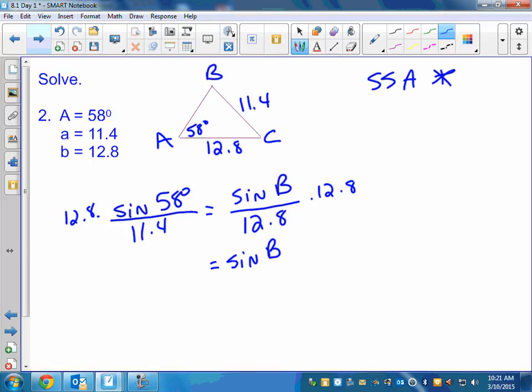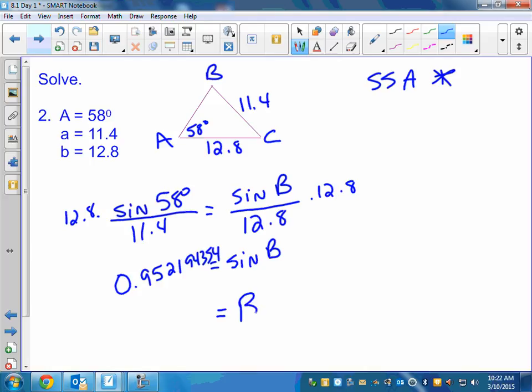Well, that was weird. 12.8 times sine of 58 divided by 11.4. I get, and I'm going to write a lot of decimals here, okay, because we're not done with this problem yet. I'm actually just going to write them all down. 0.952194354. That's what gave you an extra decimal. That's what sine of B equals.